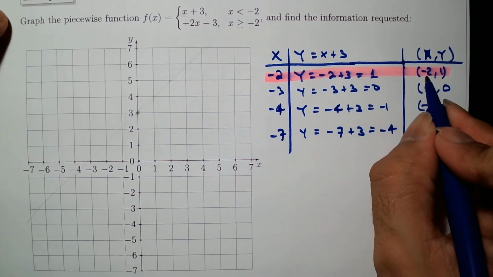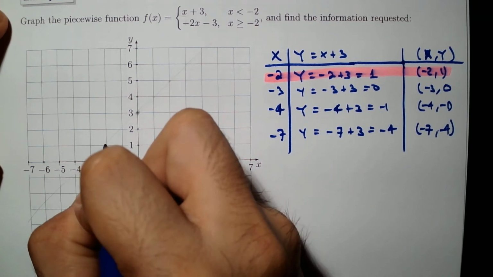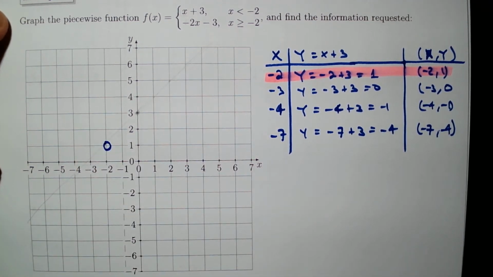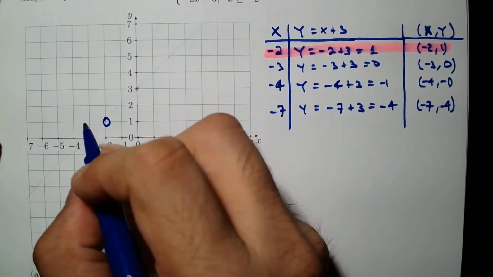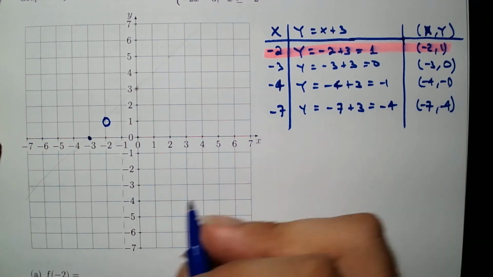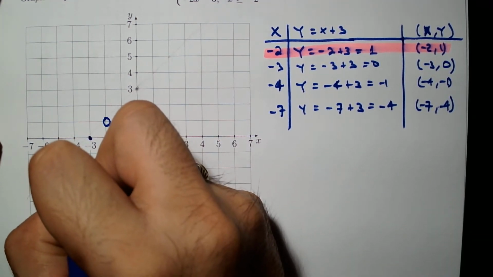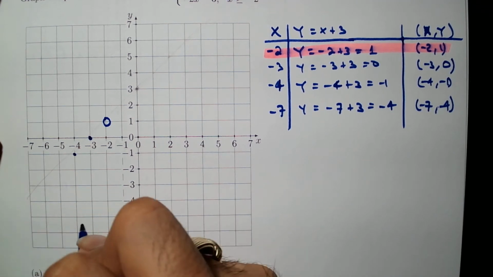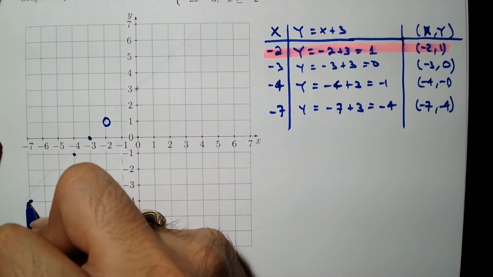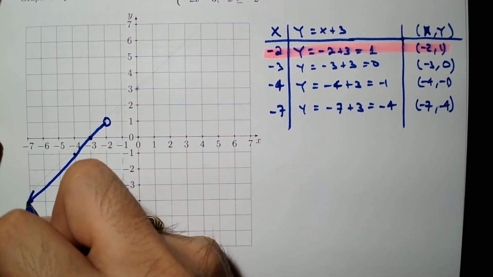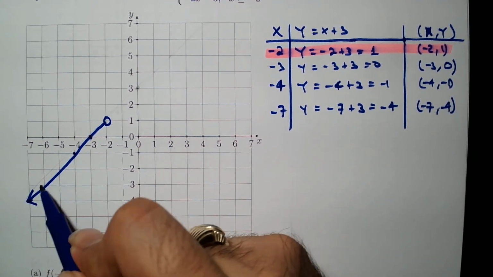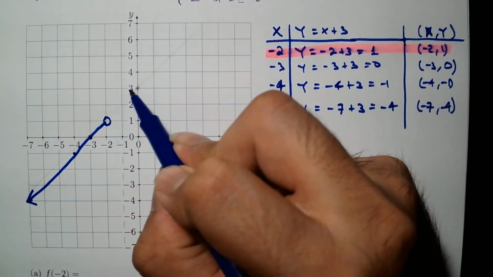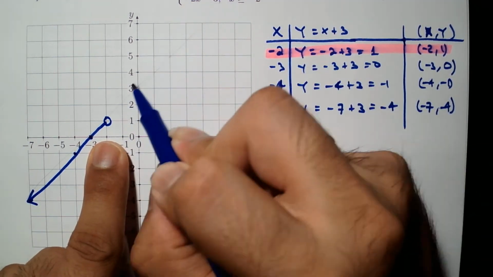Okay, so what are we going to do? At the point -2, 1, I'm going to draw an open bubble. That's how we interpret that, an open bubble. And then -3, 0, and then -4, -1, -7, -4, and then we draw a line. Okay, so that's the first part of the piecewise function. Notice you can still see what I did in pencil here. So in this case, we are not drawing the entire graph.